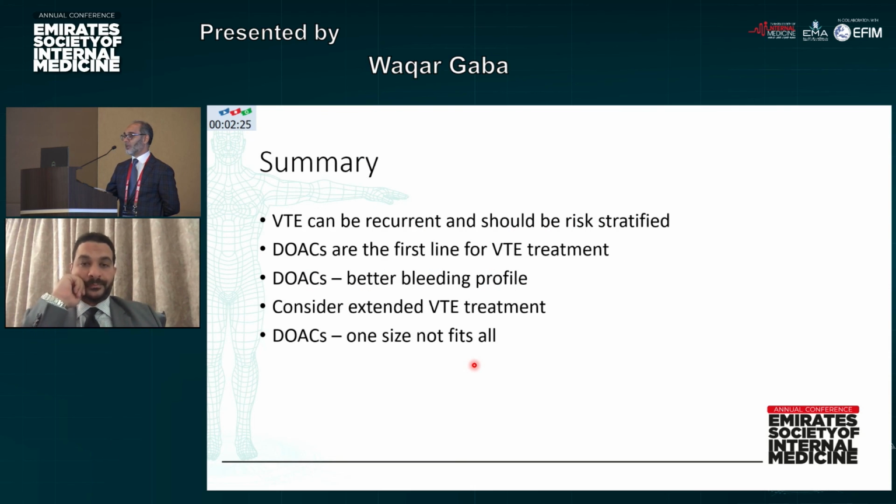So in summary, VTE can be recurrent and should be risk stratified. I would highly suggest using this traffic light system to see where your patient is. DOACs are the first-line treatment for most patients. They do offer a better bleeding profile, and that's their major advantage, although they are non-inferior to warfarin. The other advantage of DOACs over warfarin is that no monitoring is required.